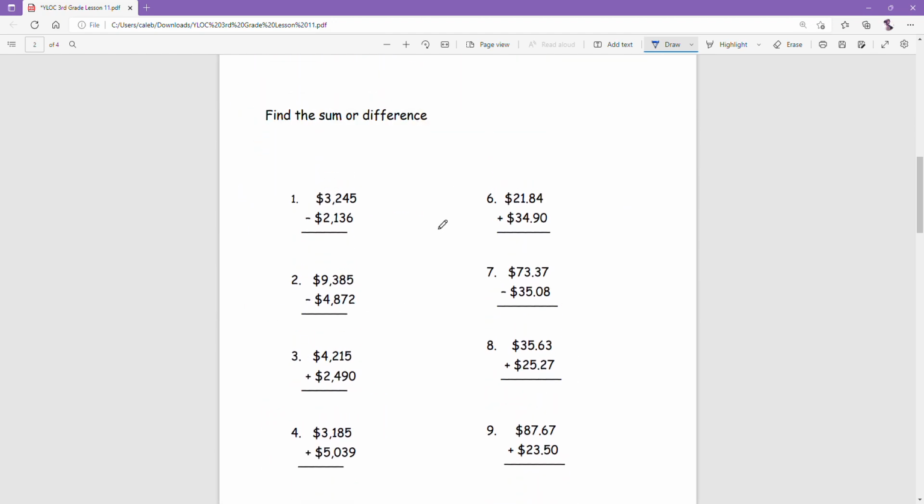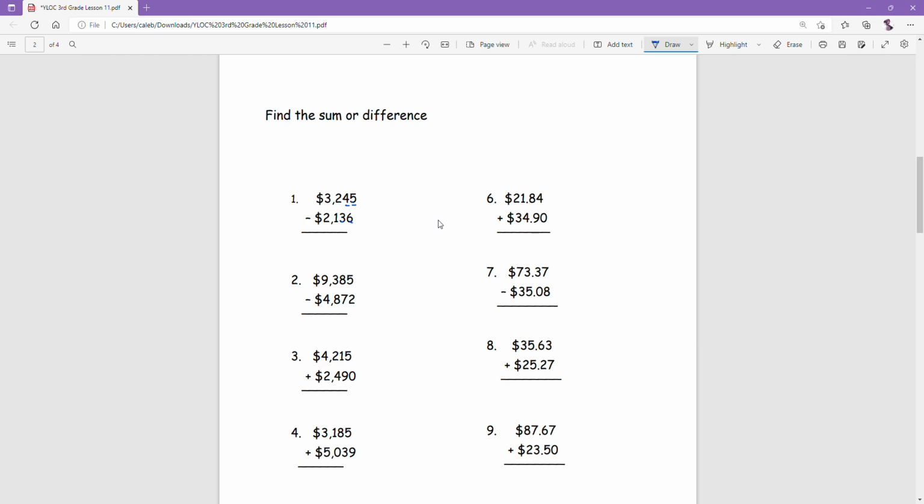So for these problems, we're going to have to find the sum or difference. So number 1, we have $3,245 minus $2,136. So first we're going to start with the ones place, going from right to left. So we have 5 minus 6, but we can't do 5 minus 6 because 5 is smaller than 6. So we're going to move on to the next number.